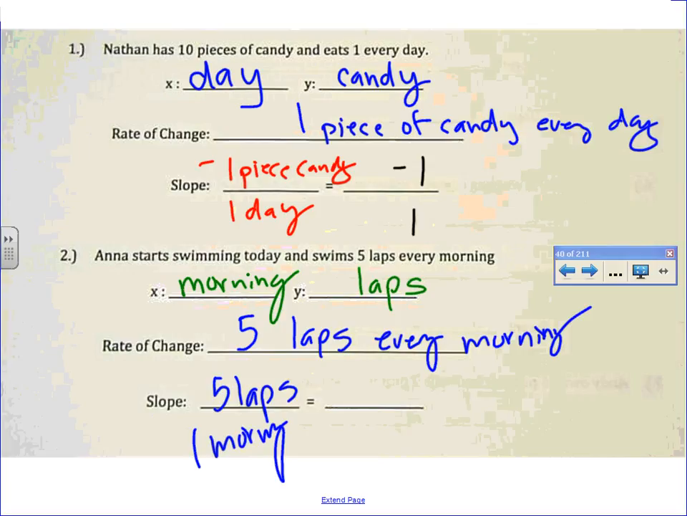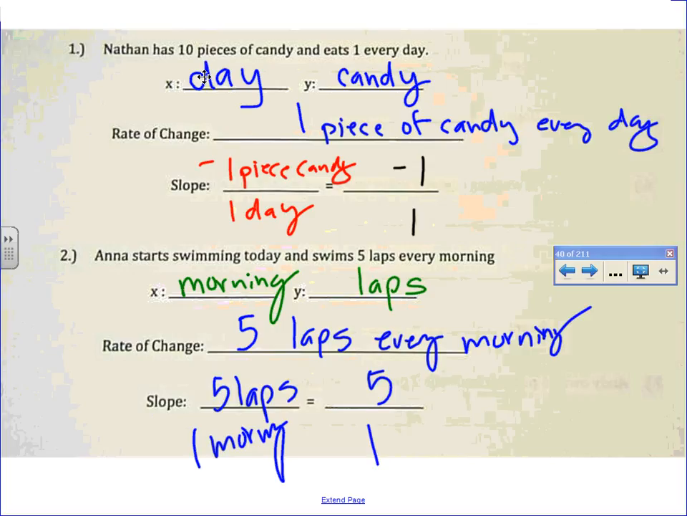Should that 5 be positive or negative? Positive, right? Because it's kind of like running miles. You're doing something, so Anna's swimming is making her more in shape, because she's swimming more laps, just like the running problems that we've done. The last thing you want to do is change your slope to be a number over a number. Questions on number 2?